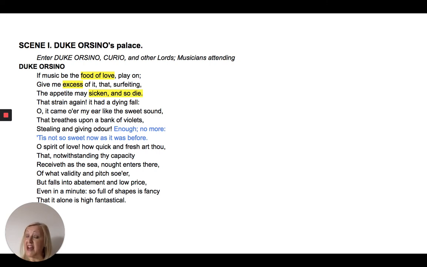I don't know if you've ever eaten anything to excess, or drunk anything to excess where you haven't been able to eat or drink any more and you've made yourself ill and then you can never eat or drink that thing again. What an odd combination of things to open with. What might that be telling us already about the Duke Orsino and what kind of character he is?